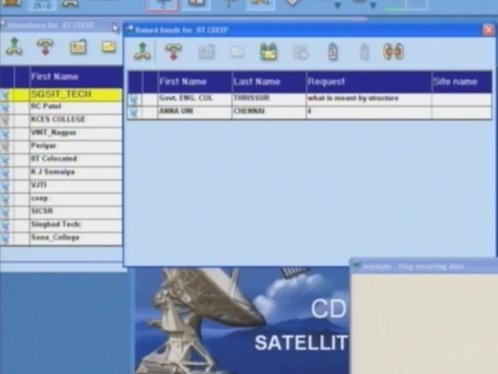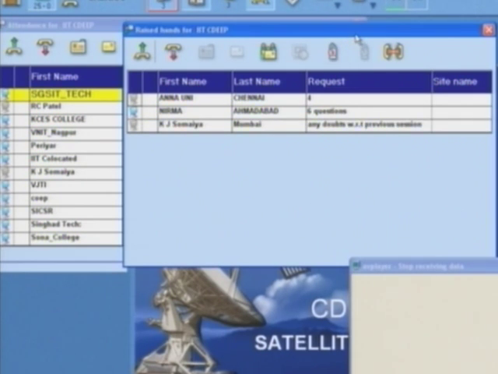Anna University, Chennai, somebody has written 4 questions, very good. And write them as complete questions. Nirma, Ahmedabad, somebody has written 6 questions. And please understand that for every session, you can ask as many questions as possible. The idea is to first write those questions.